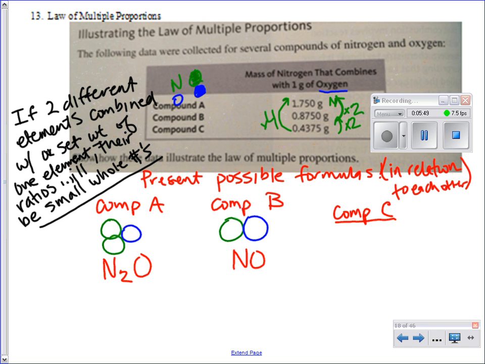Okay, compound C. Remember, we're starting with B as our 1-to-1. That's our standard. If you look at compound C, what happened to nitrogen? It cut in half. Can I have a half of an atom? No. Since I can't have a half of an atom, what can I do to take care of that ratio of oxygen to nitrogen? 2 oxygens. Perfect. Y'all get this. 2 oxygens to the 1 nitrogen.